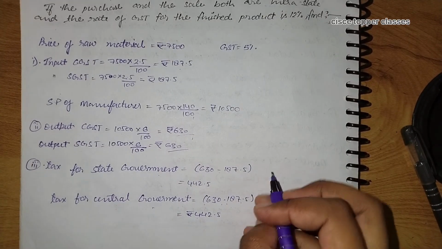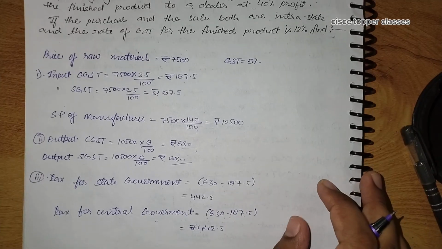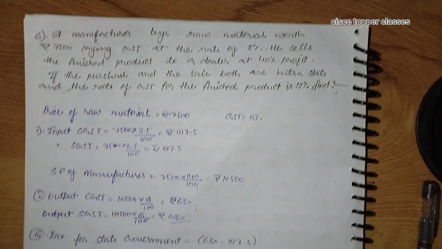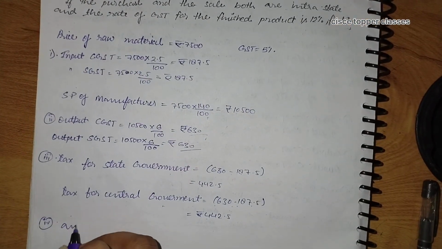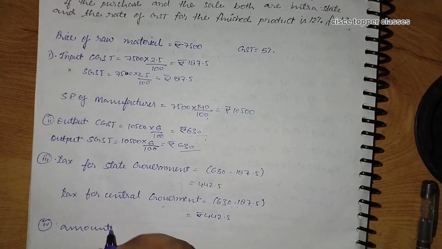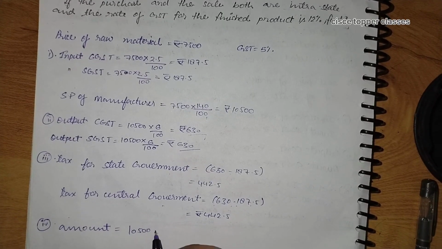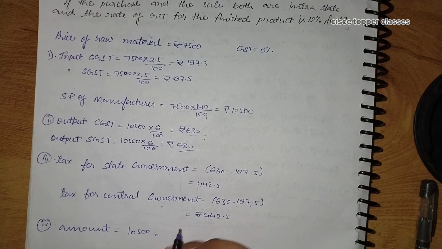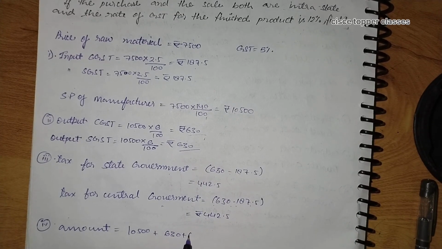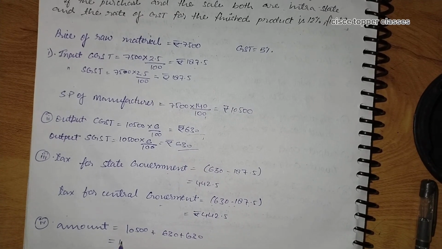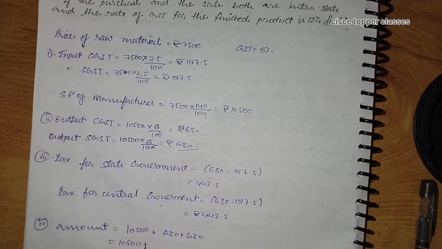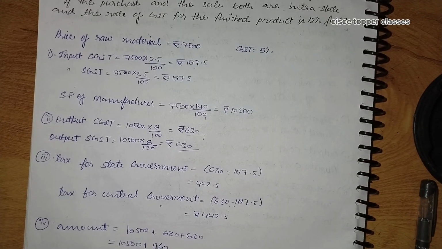So this is the solution here, and this is the final answer in this question. We also have to find in the sixth question the amount paid by the dealer. So the total amount will be the selling price by the manufacturer plus CGST and SGST, output CGST. So this will be 630 plus 630. So 10,500 plus 1,260, which gives 11,760.